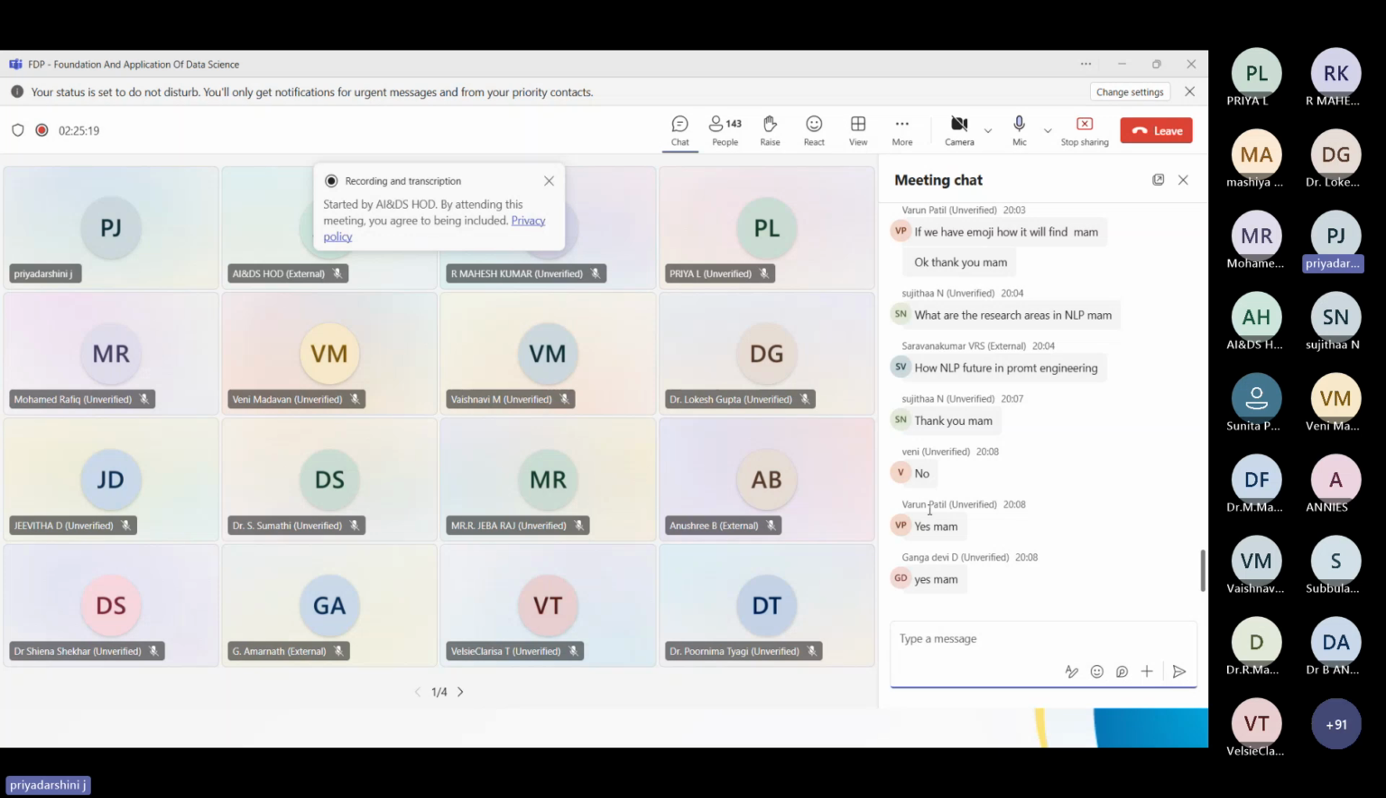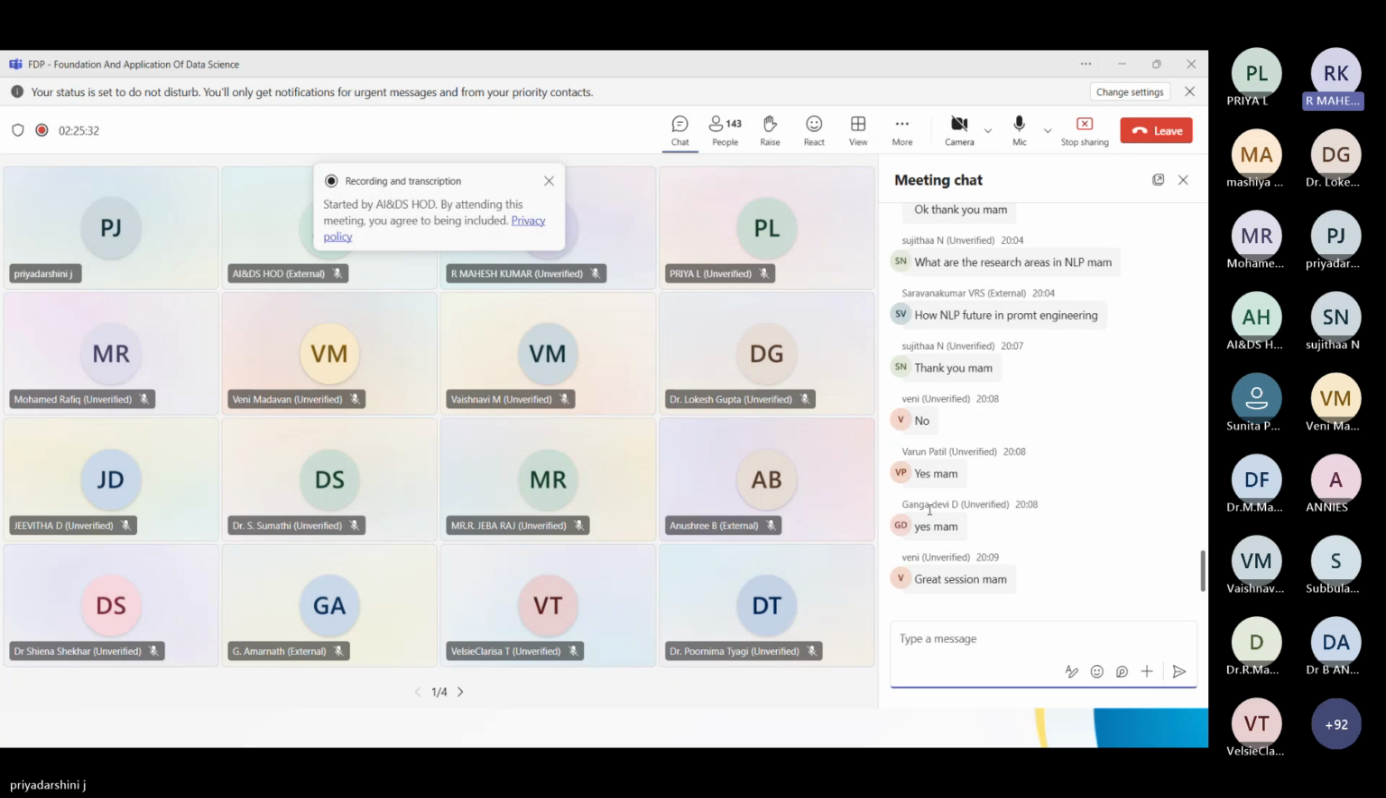Okay, if there are no questions, do you want me to continue with one or two ML models, or shall we wind up the session? Continue with ML models, madam. Okay, sir. Yes, which models, please, ma'am?